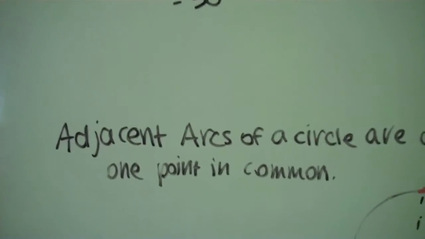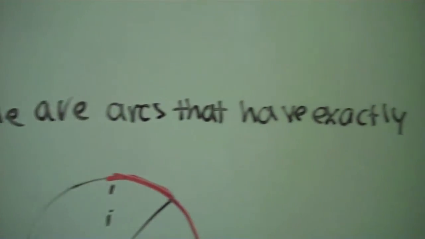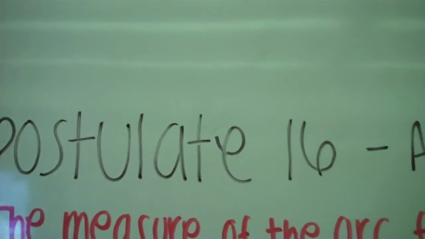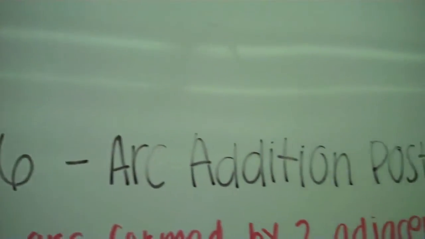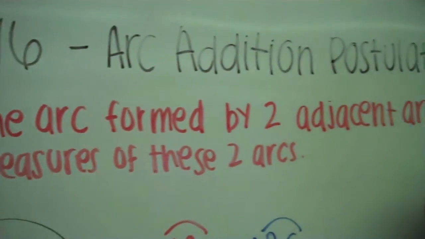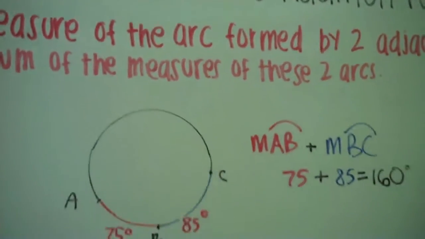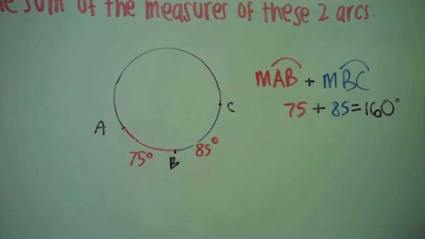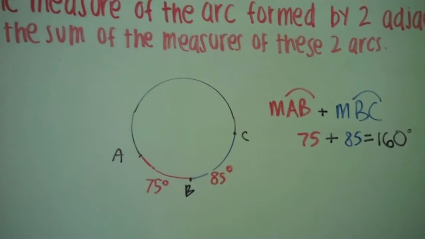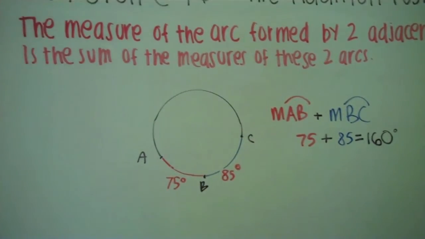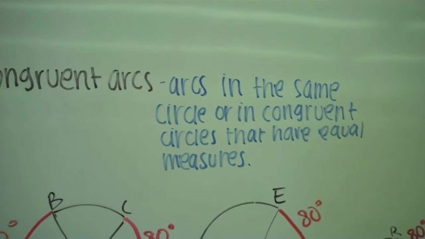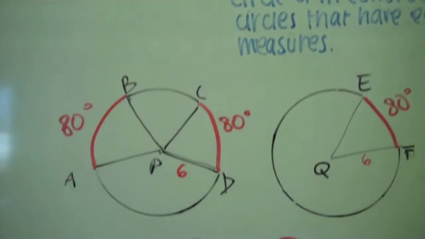Adjacent arcs of a circle are arcs that have exactly one point in common. Postulate 16, the arc addition postulate: the measure of the arc formed by two adjacent arcs is the sum of the measures of these two arcs. In the example, the measure of arc AB plus the measure of arc BC is equal to 75 plus 85, which is 160 degrees. Congruent arcs are arcs in the same circle or congruent circles that have equal measures.